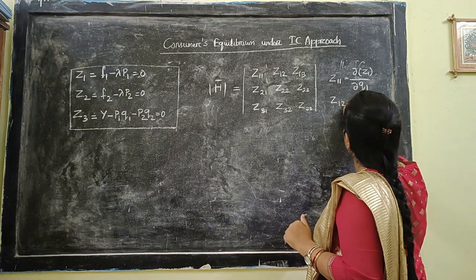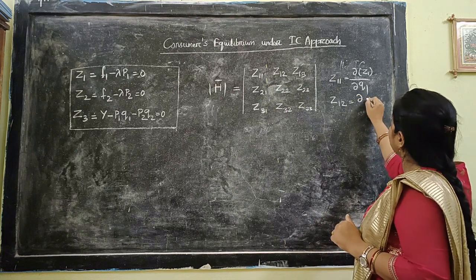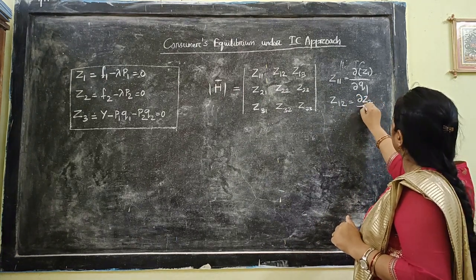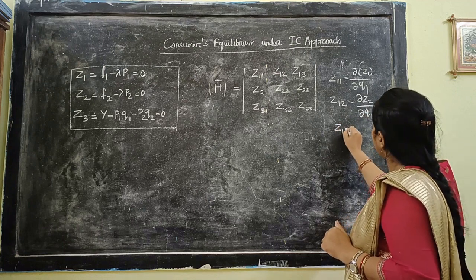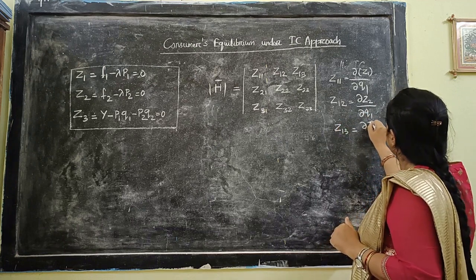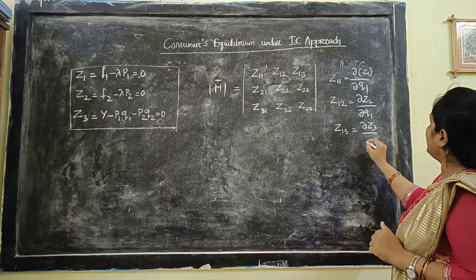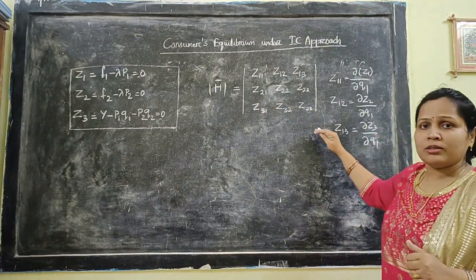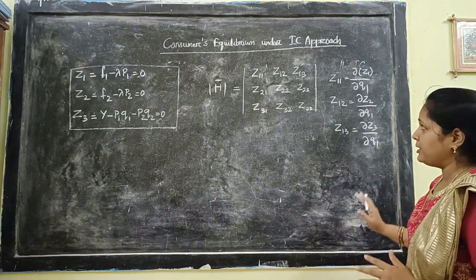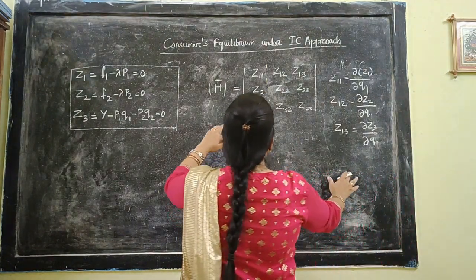Z12 is equal to the partial derivative of Z2 with respect to Q1, and Z13 is equal to the partial derivative of Z3 with respect to Q1, and likewise all the other derivatives we have to define, right? So let's see first Z11.